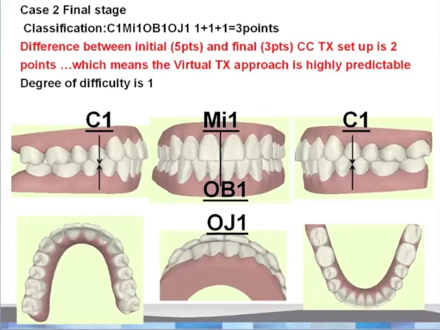With a little bit of expansion that was done in this case, with a little bit of IPR, we were able to maintain the midlines. Of course, the C1 was maintained from what we had initially, and the overjet, we had contact initially, and that's where the patient was functioning, and that's what we maintained from the beginning.